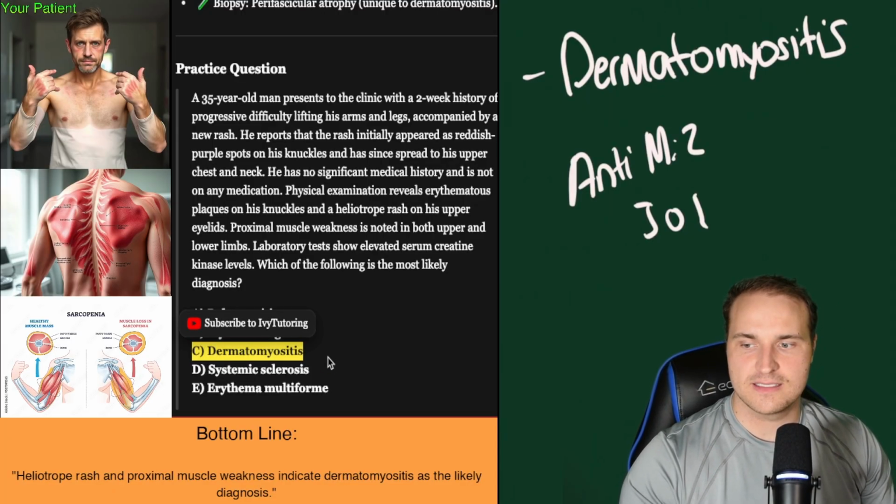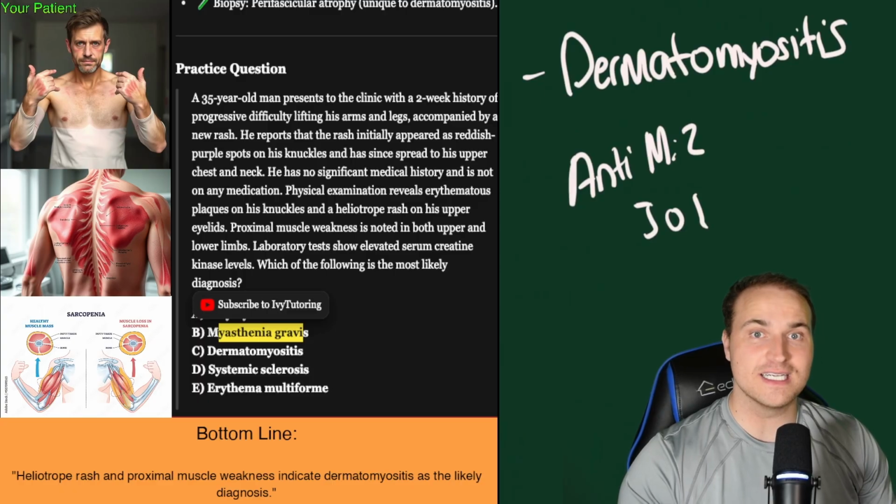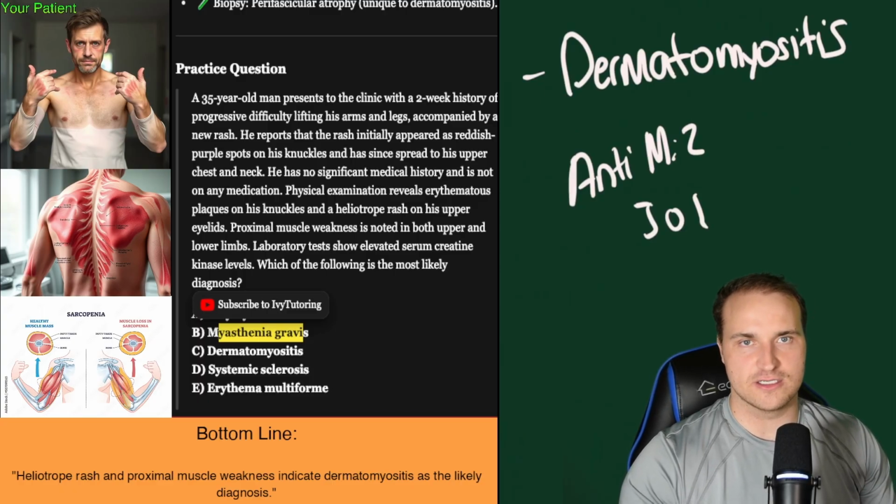All right, how about myasthenia gravis? How's that for an answer? Well, no. Do you have fluctuating weakness and ocular involvement and no rash? There's no CK elevation or rash there. So myasthenia gravis affects the neuromuscular junction, so it's not the answer.